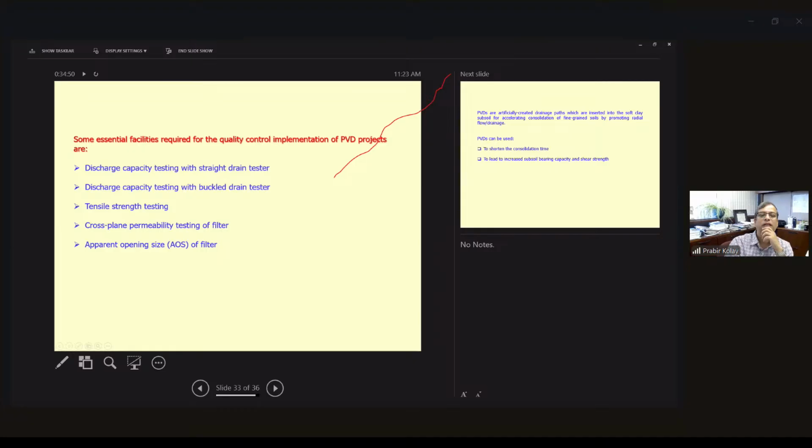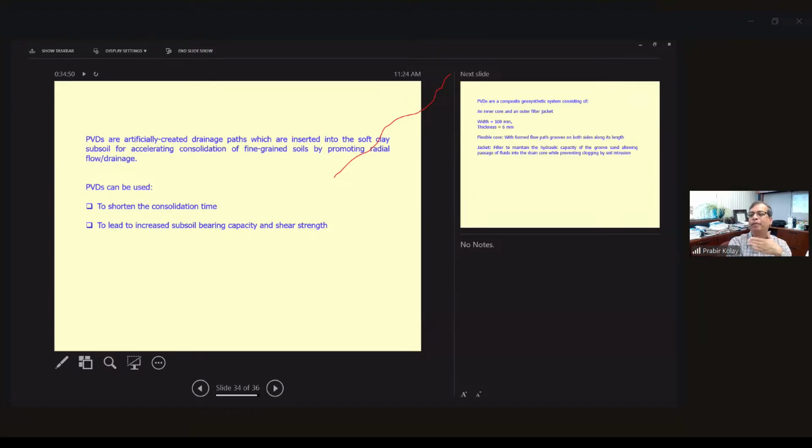So some essential facilities required for the quality control implementation for the PVD project: discharge capacity testing, the straight drain tester; discharge capacity testing, the bulk drain tester; tensile strength testing, cross plane permeability testing filter, aperture opening size filter. So all these things need to be checked after installing this PVD.